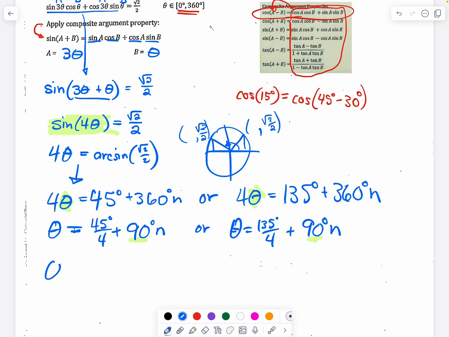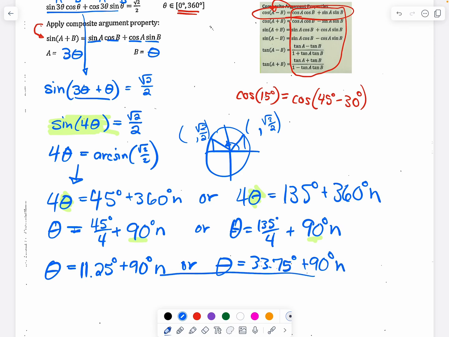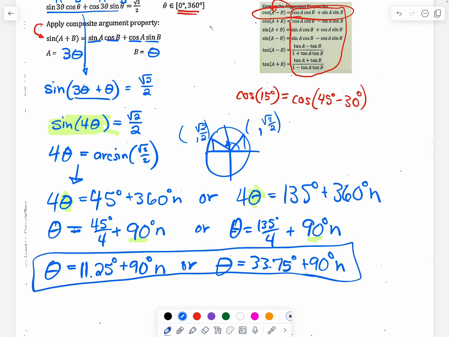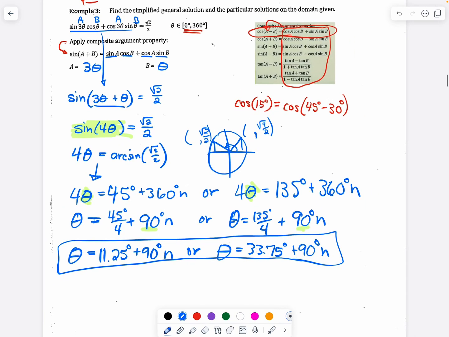Let me clean this up. Theta is 45 over 4, which is 11.25 degrees plus 90 degree n, or 135 divided by 4, which is 33.75 plus 90 degree n. I put a box around that because that's my general solution. Those are the two ways to get every single possible solution to that equation.